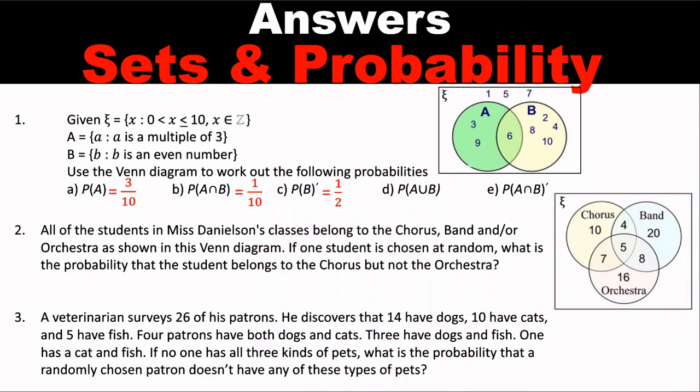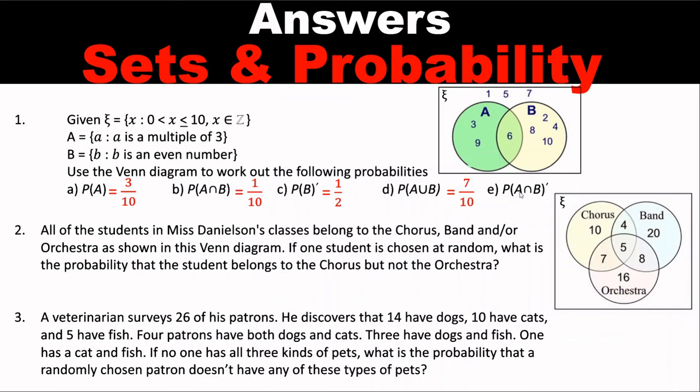Next, we're looking at the probability of choosing a value which is in the union of A and B. So it's either a multiple of 3 or it's an even number. And that is 1, 2, 3, 4, 5, 6, 7 values out of a total of 10 values altogether. So the probability is 7 out of 10.